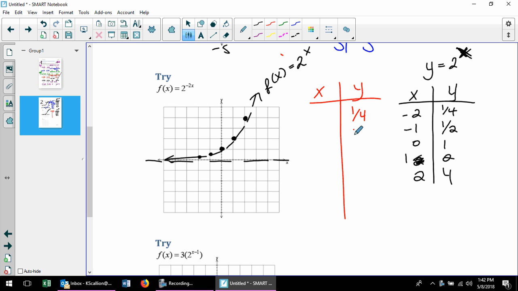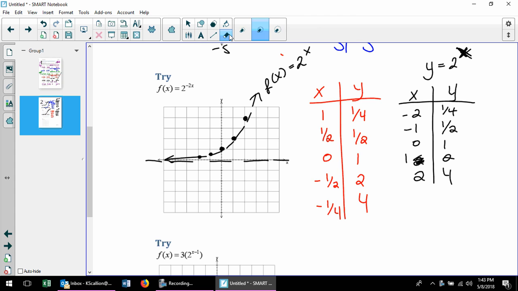I can just put these back in. So for my x's, I'm timing them by a negative 1/2. So that's going to be a positive 1. A positive 1/2. 0 is still going to stay 0. 1 is going to go to a negative 1/2. And 2 is going to go to a negative 4. Did I do that right? Nope. Where were you guys? This should be negative 1. Should it not? I rely on you guys a lot to fix my math. It's making me cry. So 0 and 1.